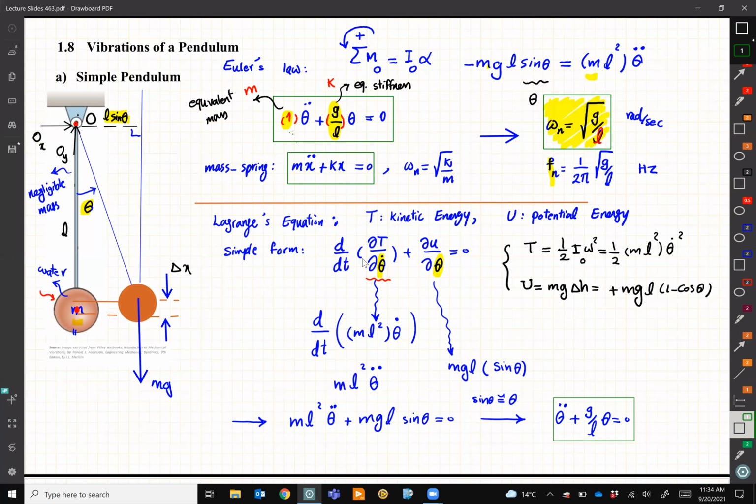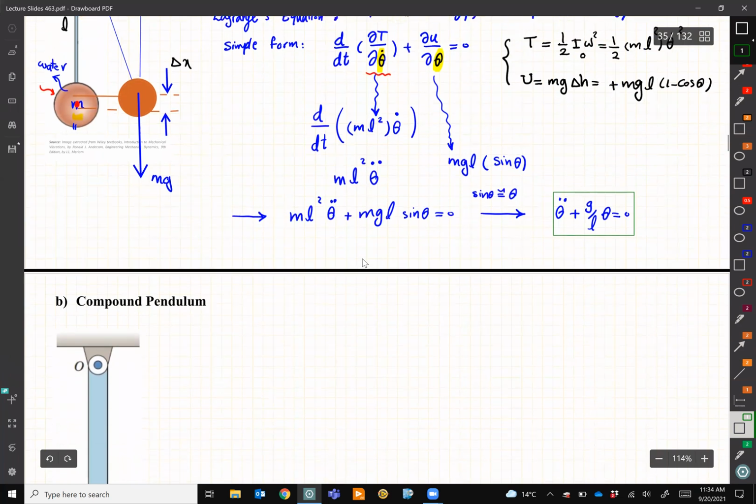Any question that you'd like me to go over, review, anything? We're good? Okay. So in that case, do the same things for a compound pendulum.